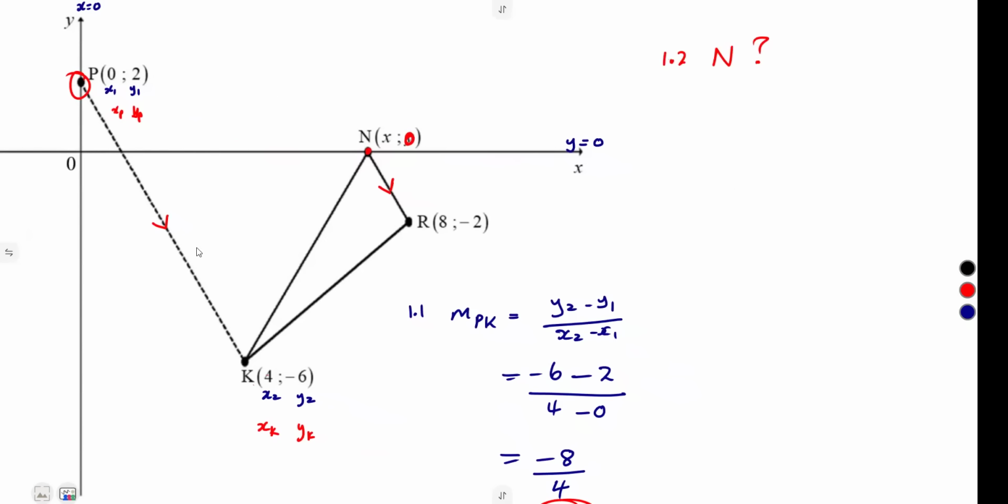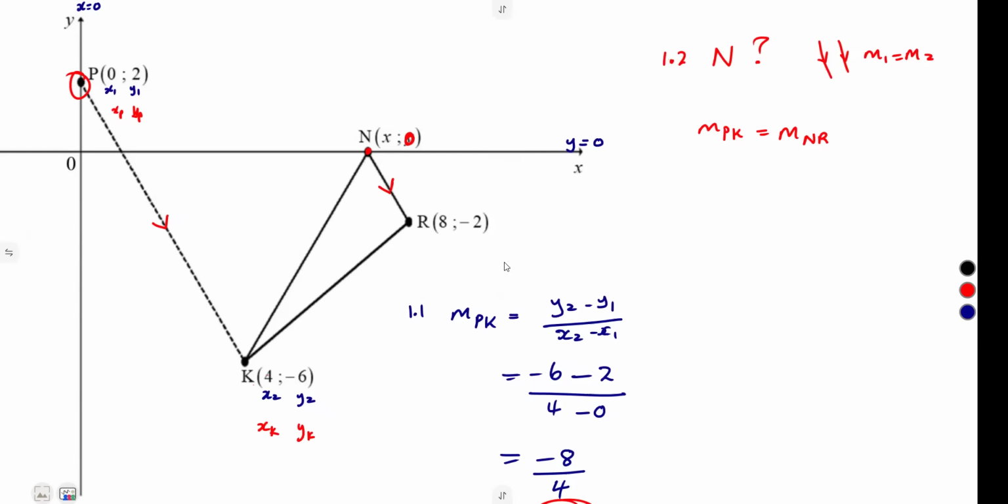All right. You are told that these PK and NR, these two lines, are parallel. And for two lines that are parallel, they have the same gradient. If two lines are parallel, their gradient is the same: M1 is equal to M2. So in our case, the gradient of the line PK that we calculated before must be equal to the gradient of NR.